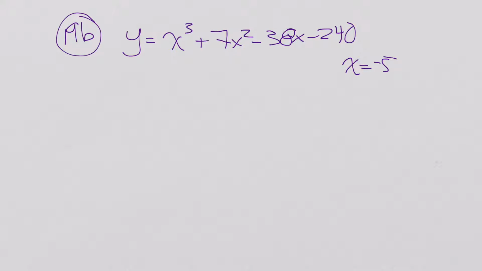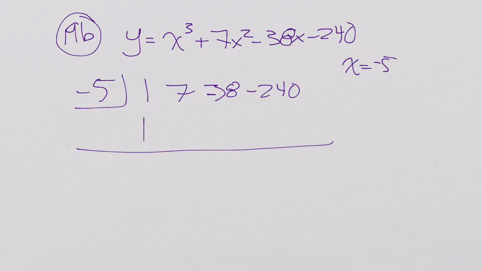Alright, so if we're doing 19b, going to do the same thing. Going to divide synthetically. So I'm going to take negative 5 and I will divide it out of my x cubed plus 7x squared minus 38x minus 240. By the way, that minus 240, that's telling me my y-intercept.